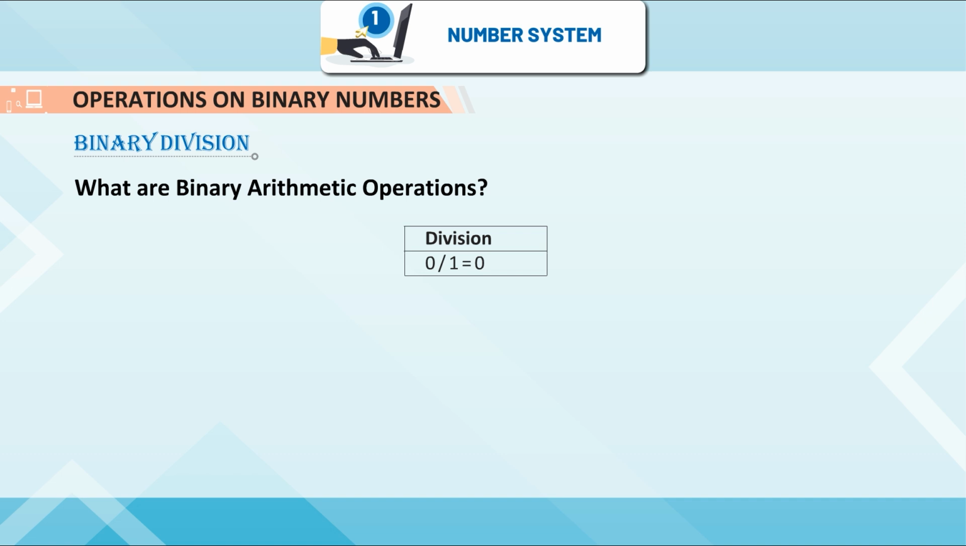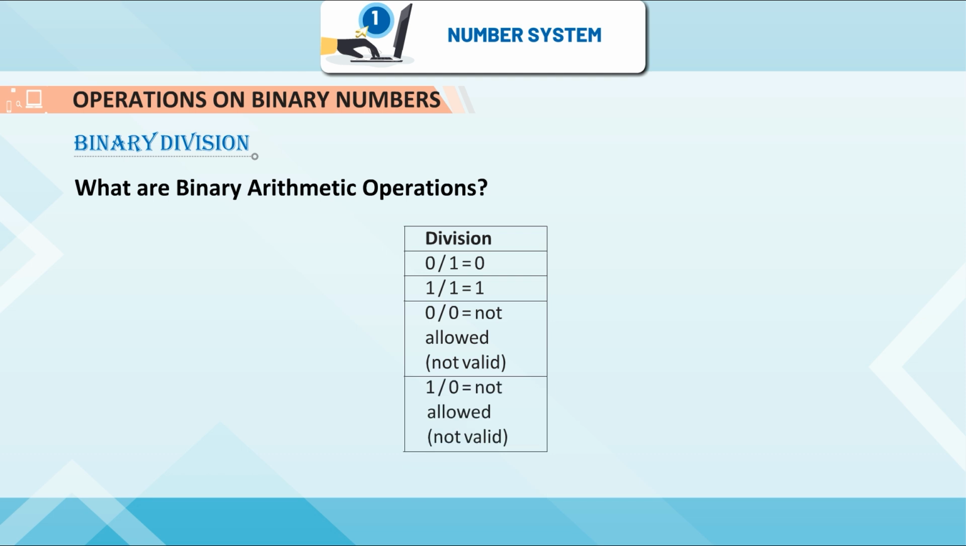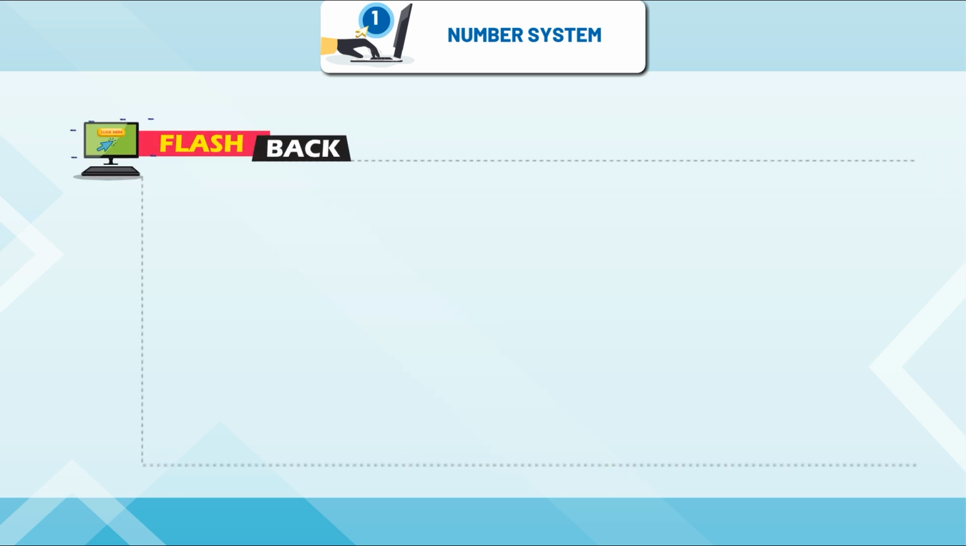Division. 0 divided by 1 equals 0. 1 divided by 1 equals 1. 0 divided by 0 equals not allowed or not valid. 1 divided by 0 equals not allowed or not valid.